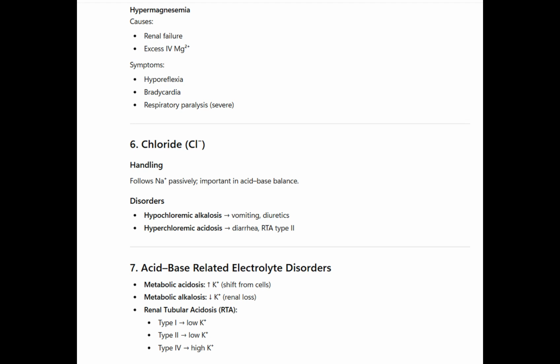Conclusion: the kidneys maintain electrolyte balance through precise mechanisms of filtration, reabsorption, and secretion. Understanding these pathways helps in diagnosing and treating the various electrolyte disorders seen in clinical practice. This concludes the lecture on renal electrolytes and their disorders.